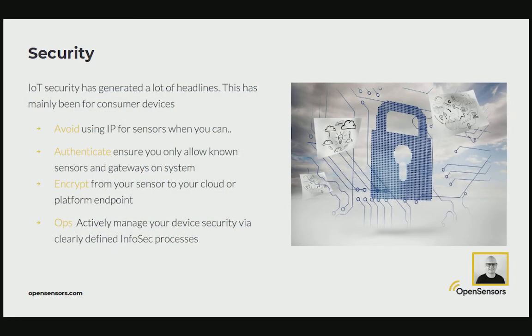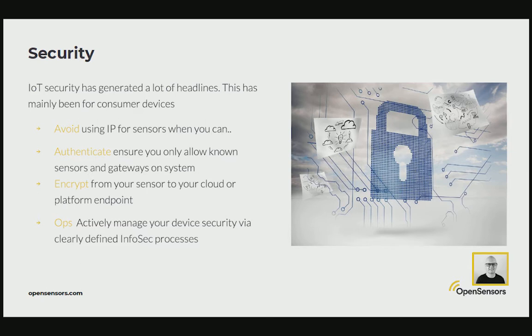IoT devices have certainly hit the headlines big time for breaches, and this has mainly occurred with consumer IoT devices. So one of our principles is, if you can, do not use an IP address for a sensor. In our case, our sensors don't actually talk IP, they talk an RF technology, so they're separate again.